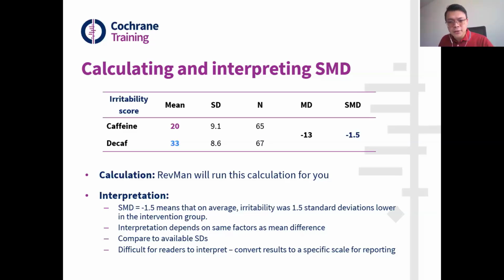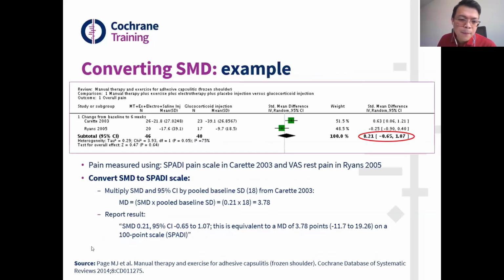And so we convert the results to a specific, more familiar scale for reporting. And just to show an example, this is from this study, from this resource. You could have a look in your own time. In this meta-analysis, the authors included 2 studies, Carret 2003 and Ryan's 2005, and the overall outcome was pain.